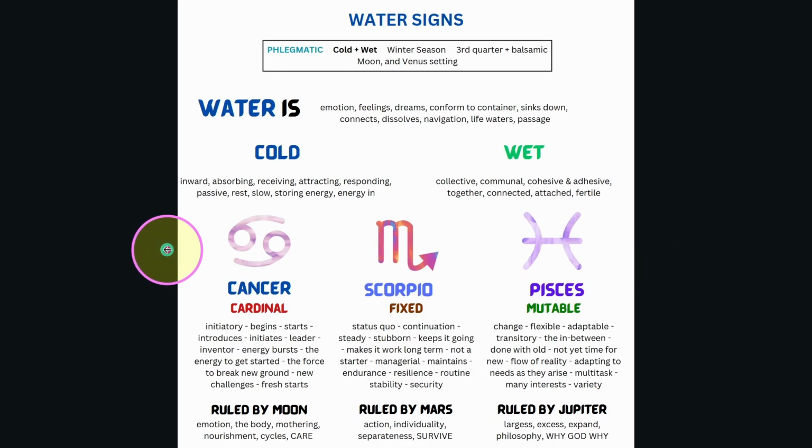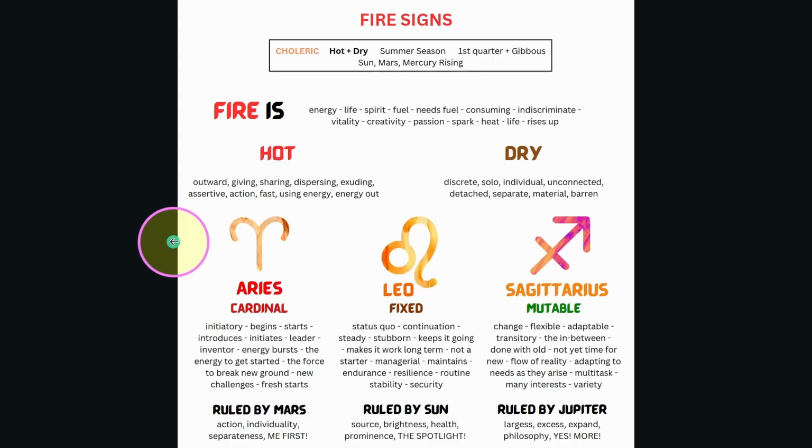Well, let's go through the signs. So fire signs, as we talked about, are part of hot and dry, which means they're choleric. They have the summer season. They represent first quarter to the gibbous moon, and planets that are exhibiting this hot, dry quality or kind of act fiery: Sun, Mars, and a rising Mercury or a morning Mercury.